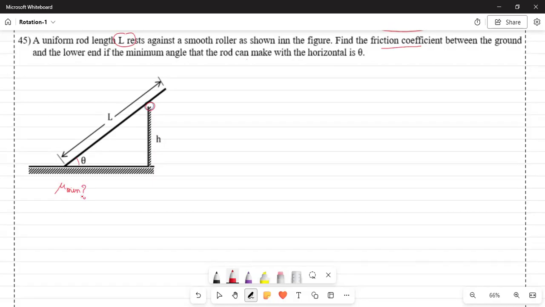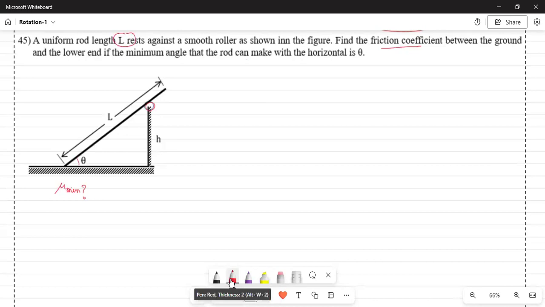Looking at the diagram, you can be very clear that there has to be a minimum friction. If the friction is less than that, then what will happen? This rod will start slipping in the backward direction, and eventually the rod will drop. So in order to stop that, there has to be a minimum friction. So now let's solve the problem.